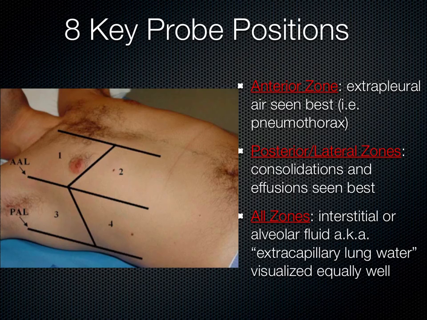So this is the zone where we focus when we're looking for pneumothorax. Posterior and lateral are the dependent zones, and in these areas we can best see consolidations and effusions. And in all zones, we should equally be able to see extravascular lung water, such as is represented in pulmonary edema, both cardiogenic and non-cardiogenic.